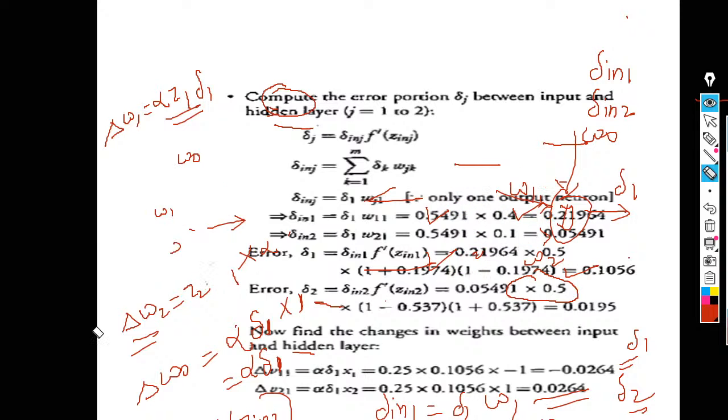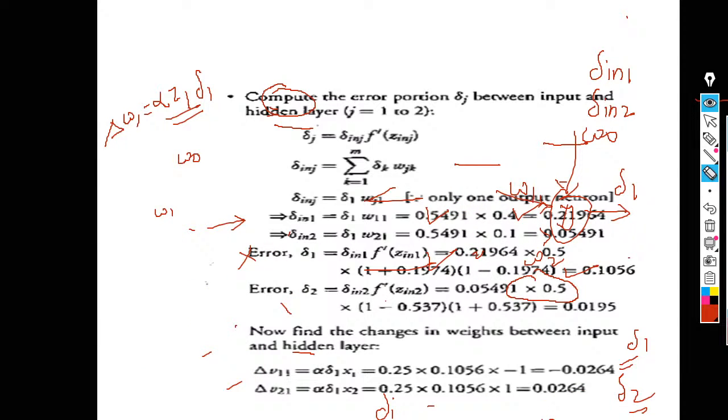If we try to calculate, the formula is very simple. I told you, by looking at the diagram you can just try to calculate. For example, if you want to calculate the change in weight V11, the formula is alpha, that is the learning factor, multiplied by delta 1, that is the output error of your Z1, and then multiplied by x1. So x1 input is coming to that particular Z1. You can calculate it, it's coming out to be minus 0.0264.